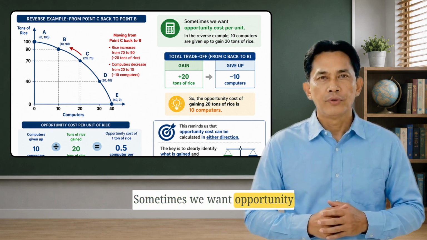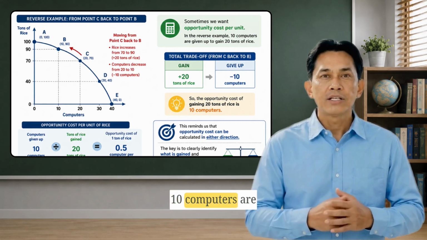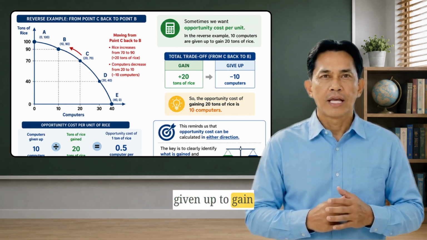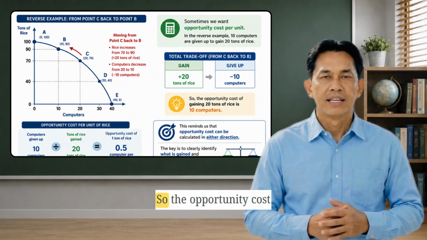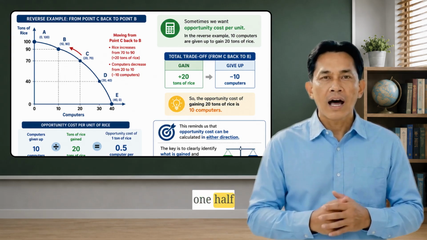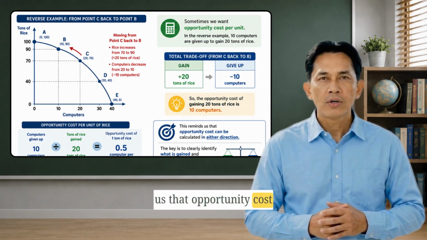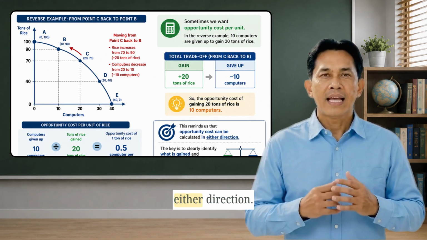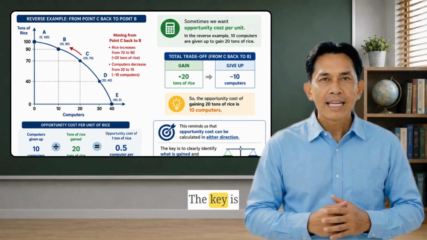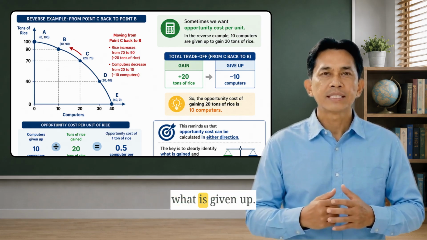Sometimes we want opportunity cost per unit. In the reverse example, 10 computers are given up to gain 20 tons of rice, so the opportunity cost of 1 ton of rice is 1/2 of a computer. This reminds us that opportunity cost can be calculated in either direction. The key is to clearly identify what is gained and what is given up.